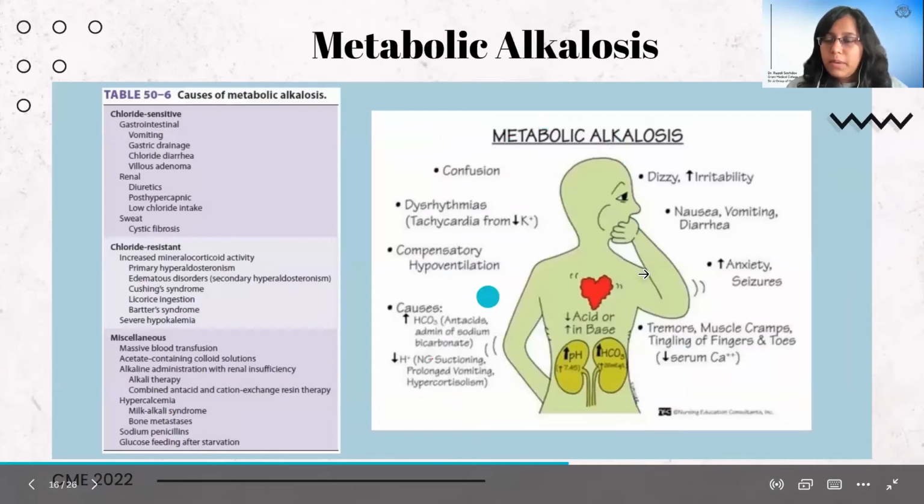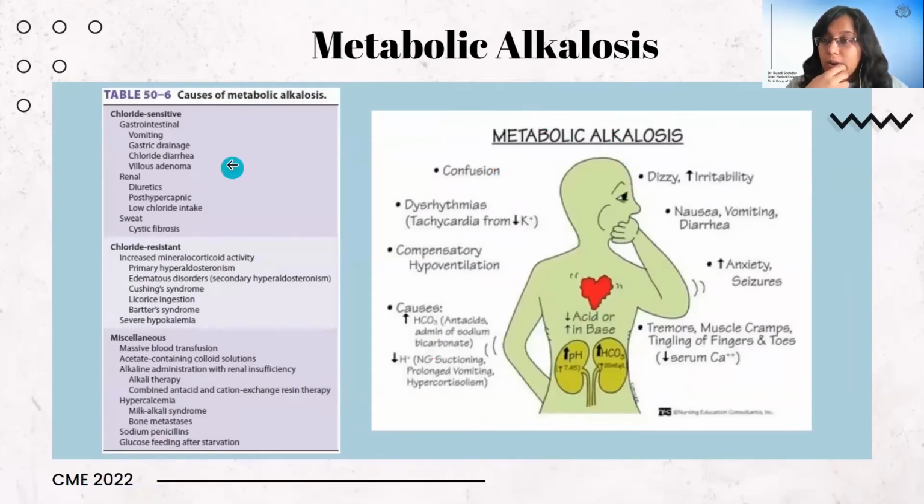So, metabolic alkalosis. What are the causes? Now, again, logically, if the patient is in alkalosis, that means he's either losing acids or building up more bases. So when will you lose acids? If you have diarrhea, vomiting, you're losing your electrolytes, you're losing the body's acid. You'll build up more alkali. Renal causes, diuretics, low chloride intake, sweating, cystic fibrosis.